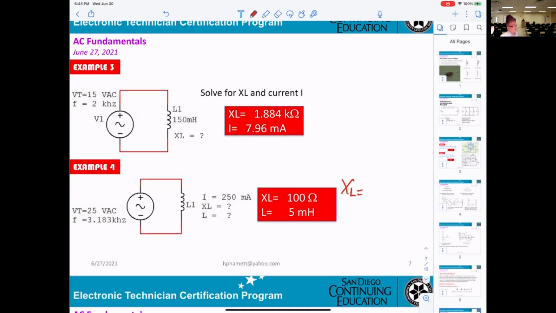Now, you understand what they gave you. They gave you everything here. V total is 25. Frequency 3.183. And they already gave I equal 250 milliamp. And now they want XL. XL equals VT over I. Perfect. VT divided by the current I.